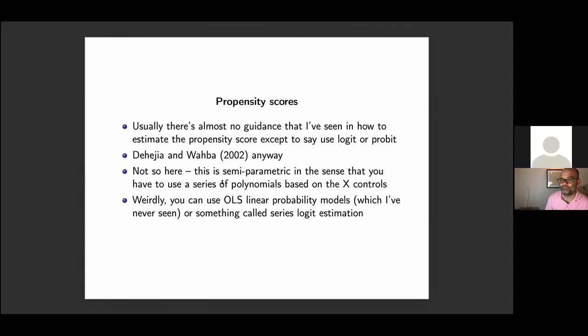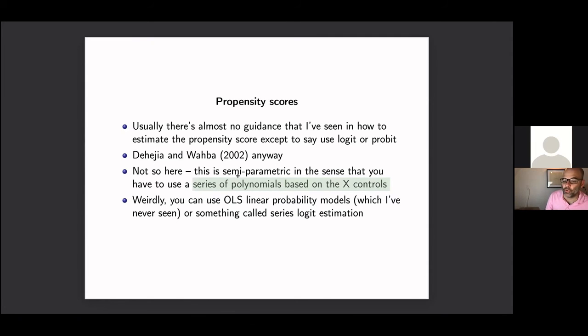But you don't usually see as much on that, that I've seen. I mean, I'm not a huge reader of the propensity score literature, but oftentimes I haven't seen a lot of guidance. So Abadie is different. He is going to give guidance. And the guidance he's going to give is to estimate a series of polynomials based on those X controls.